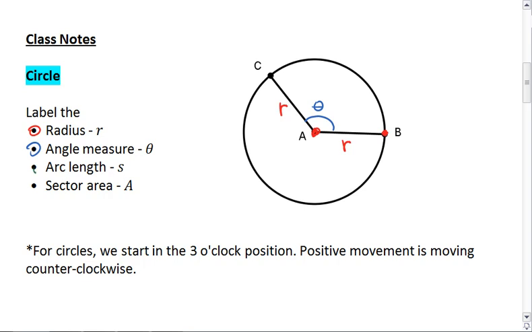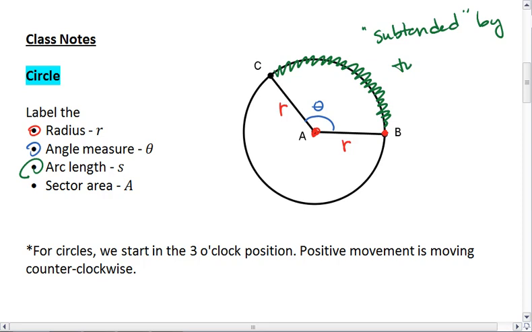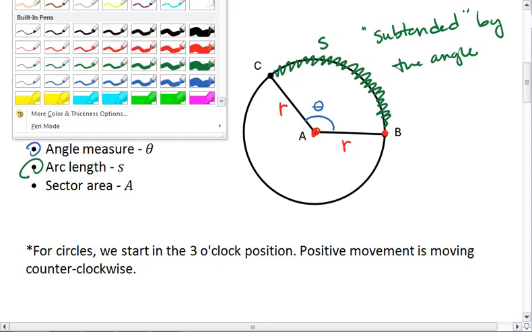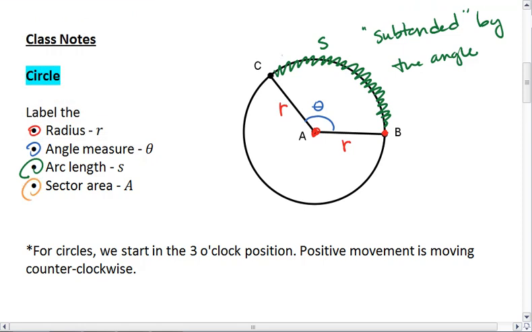Arc length is the portion of the circle's circumference that is subtended by the angle. That's our arc length S. And lastly, we have sector area. Sector area is the portion of the circle's area that is cut off by this angle.